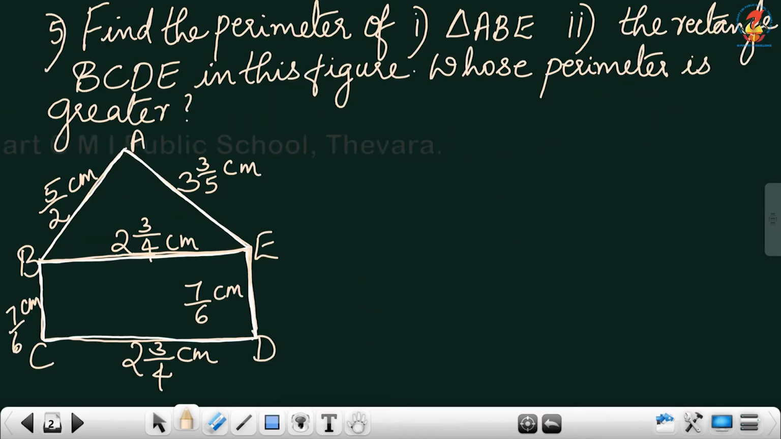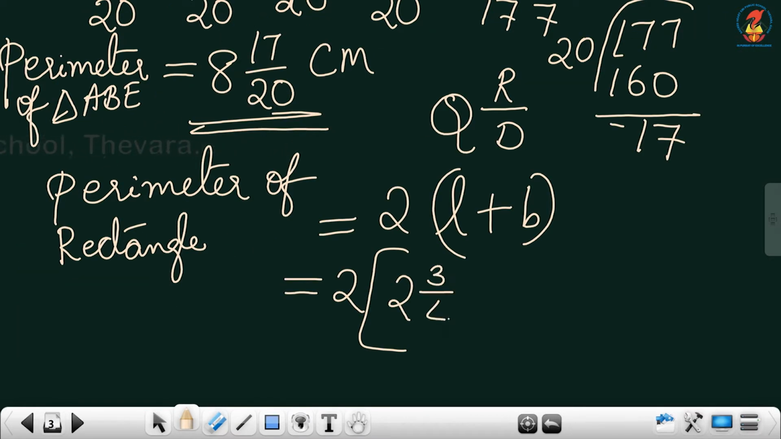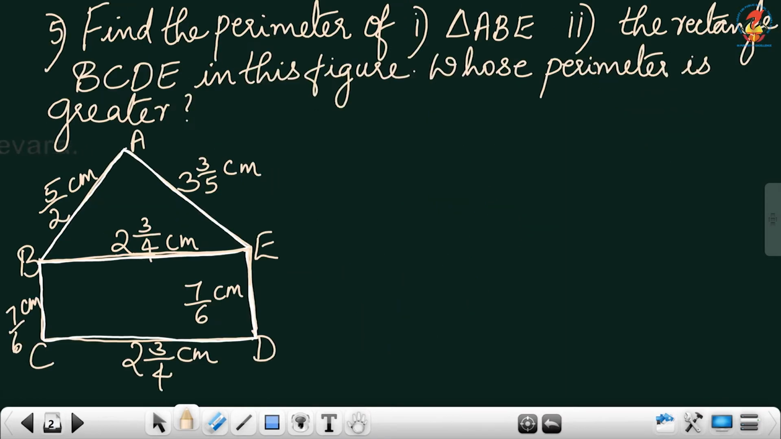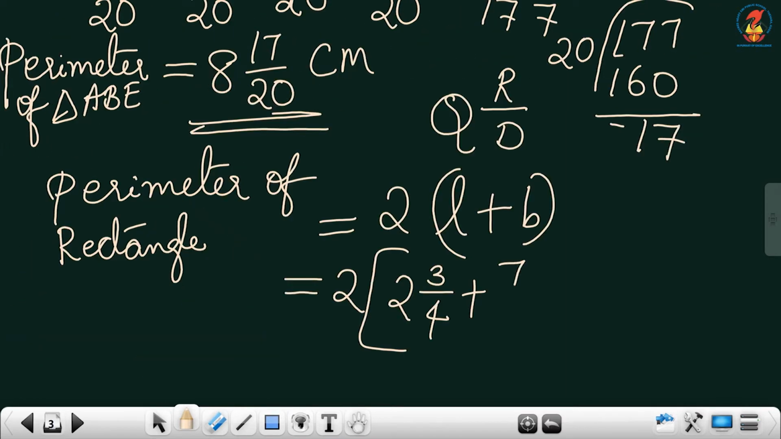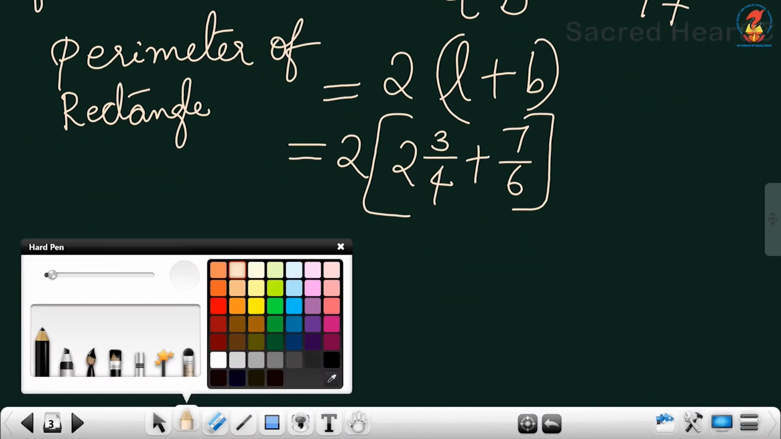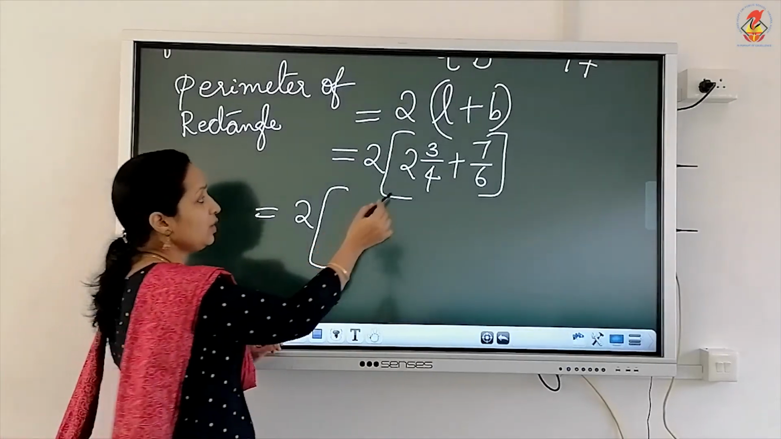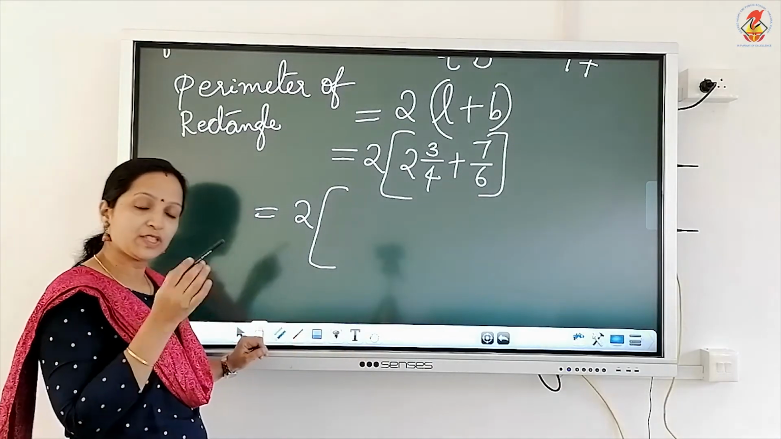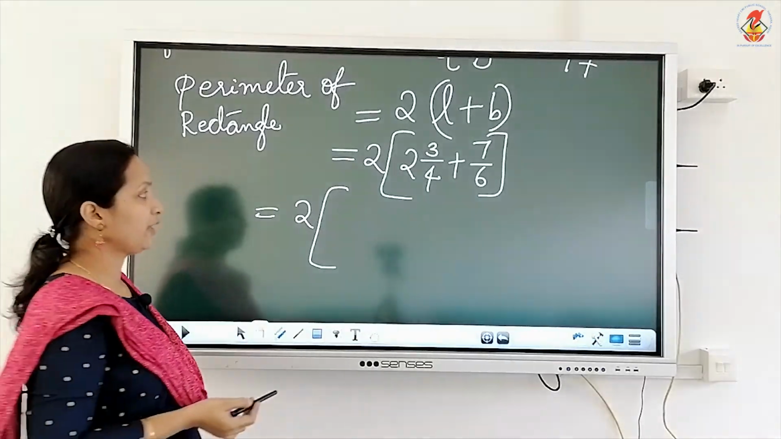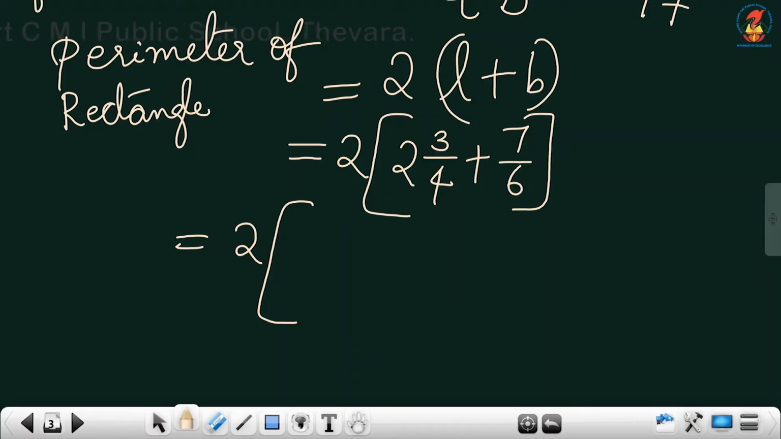What is the length in the question? 2, 3 by 4. So write down 2, 3 by 4 plus, what is the breadth? 7 by 6. Then again we got unlike fractions. If you want to add unlike fractions, first you have to convert them into like fractions, then only we can do addition. So first, a mixed number is there, so convert that mixed number into an improper fraction. So 2, 3 by 4: 4 2s are 8, 8 plus 3, 11 by 4 plus 7 by 6.